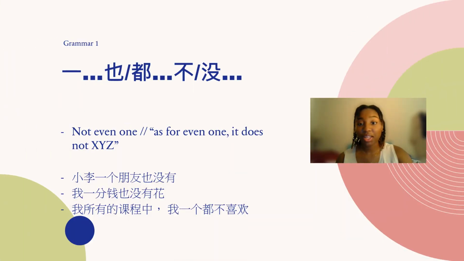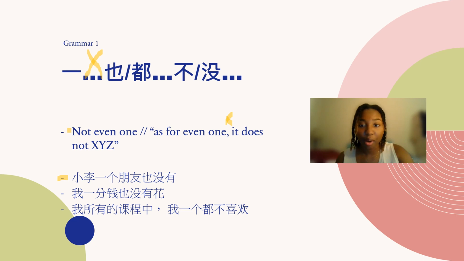Alright, so first we have this grammar structure. So 一 something, it can be anything, 也 or 都没有. So in the book, it calls that not even one, right? And the way that I more see it is, as for even one of X, it does not. So as for even one, it doesn't X, Y, and Z. So you'll see some examples that we have here. 小李一个朋友都没有. Even one friend does not have.